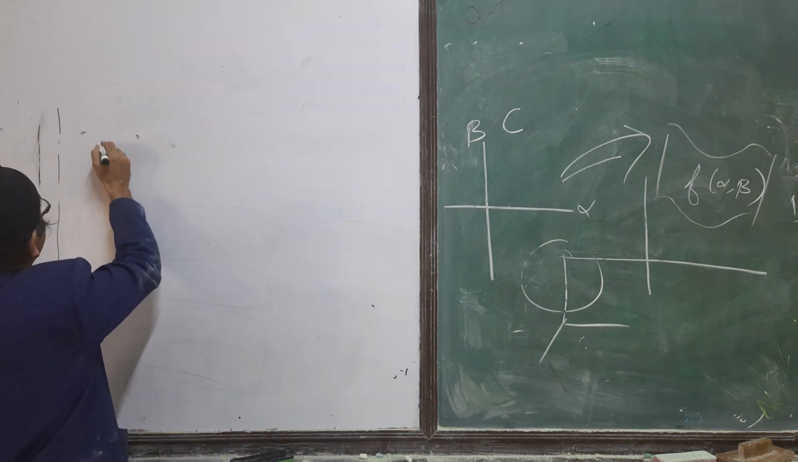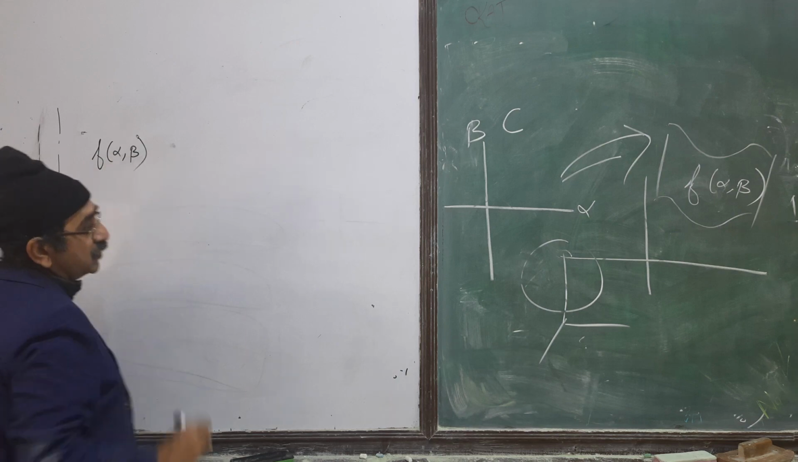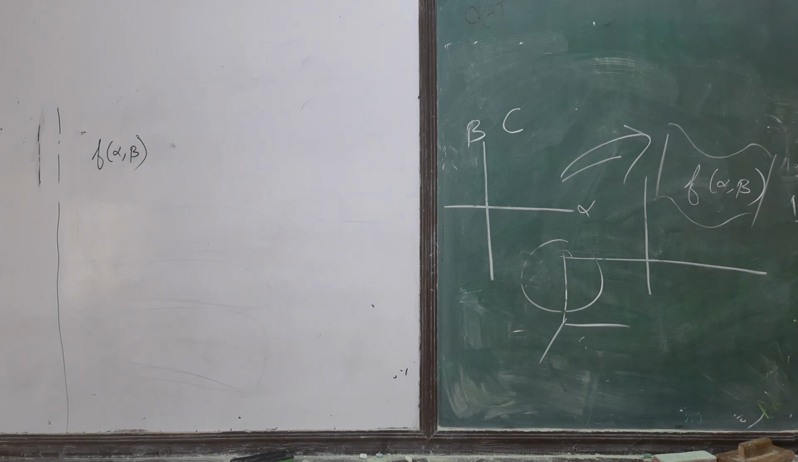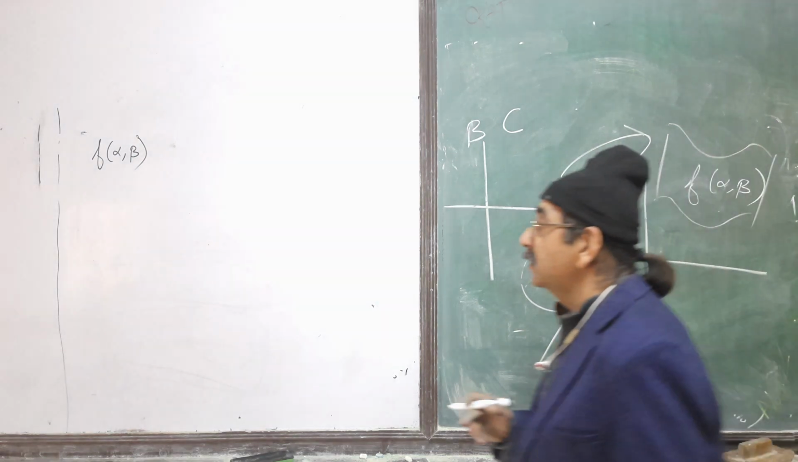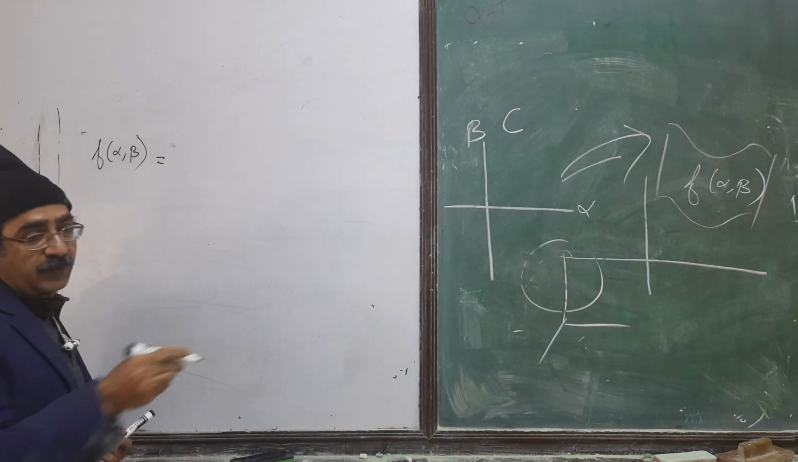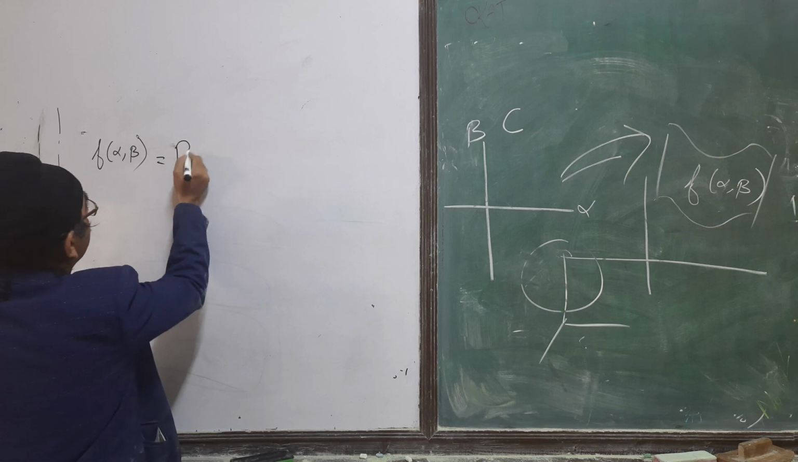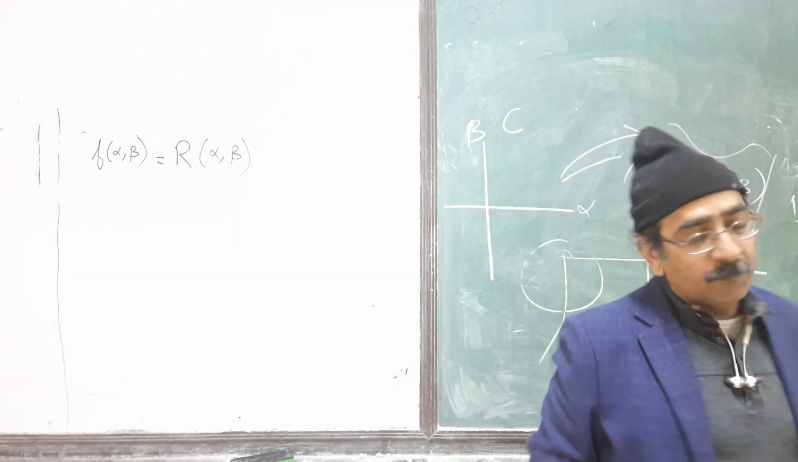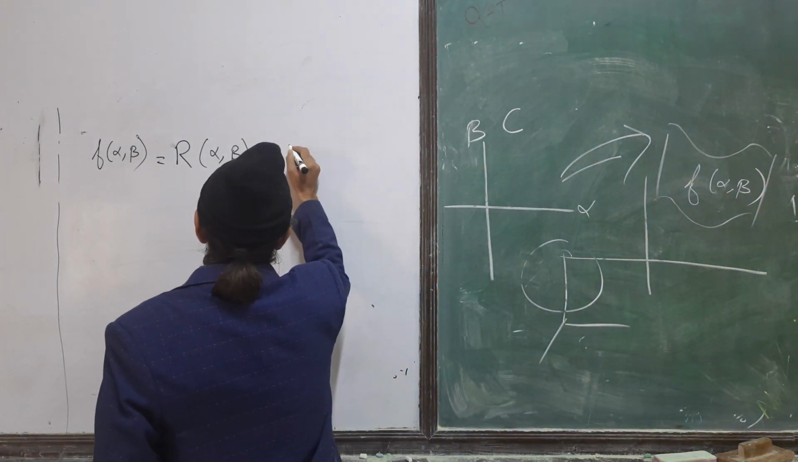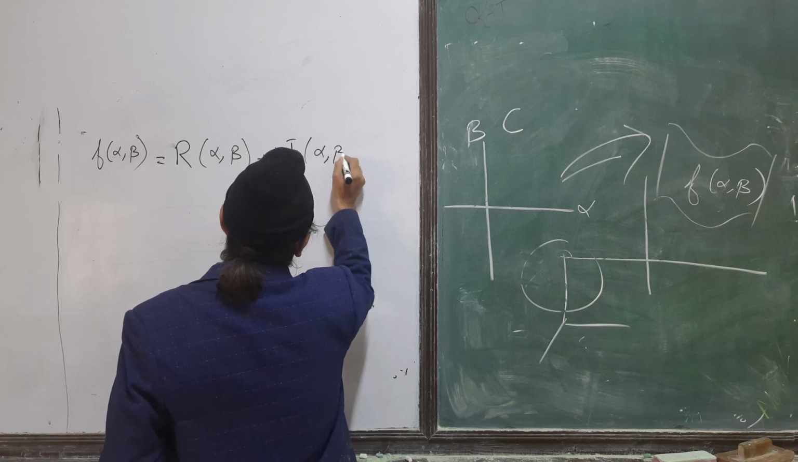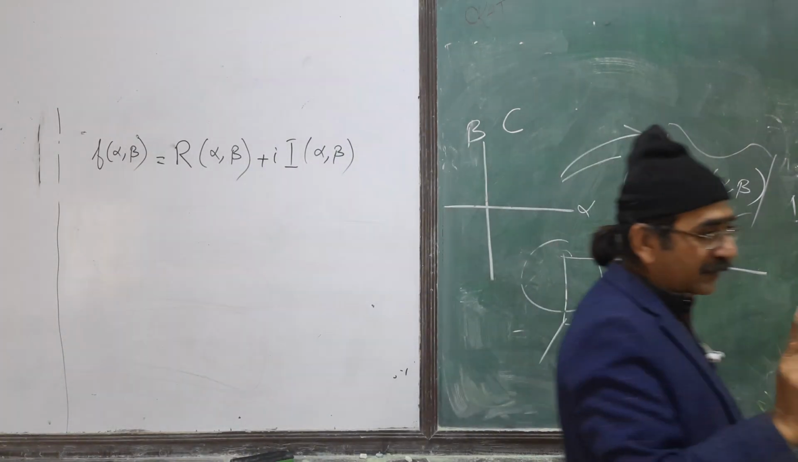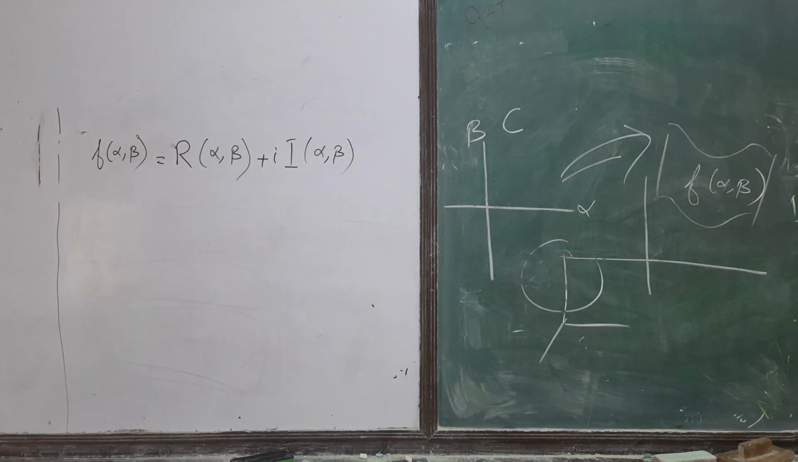Actually, for every function f of alpha, firstly, if it depends upon the two variables alpha and beta, this may be written as a real function, the real part of alpha, plus iota times the imaginary part of alpha beta. But this imaginary part is not imaginary. This is the imaginary part. This is not an imaginary number.